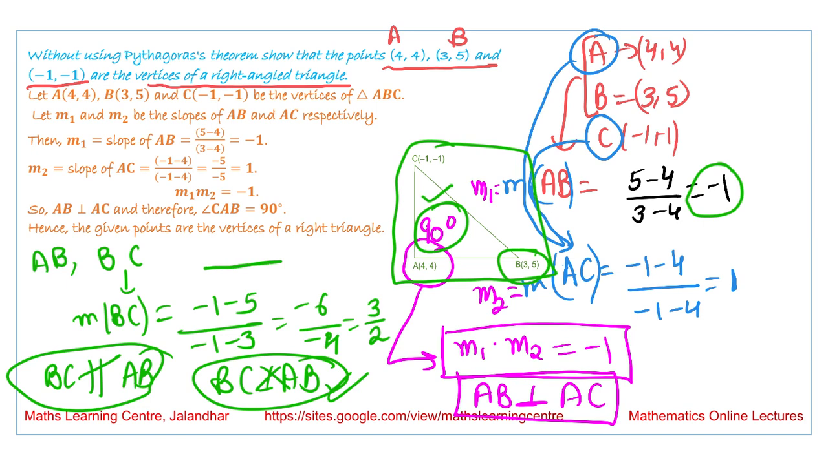Why have we checked this? Otherwise we have just proved that these 2 lines are at a 90 degree angle. Further, we have proved that AB and BC are neither parallel nor perpendicular. So that is why we have obtained that these 3 points A, B, C form a triangle and it is a right angled triangle.